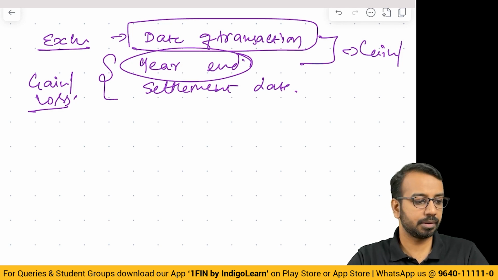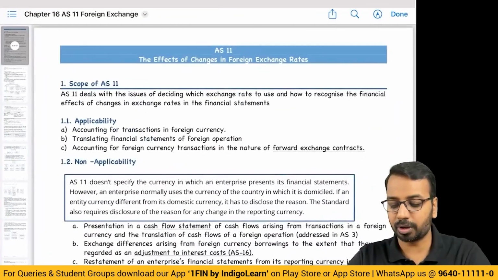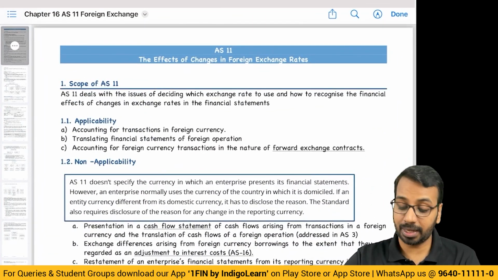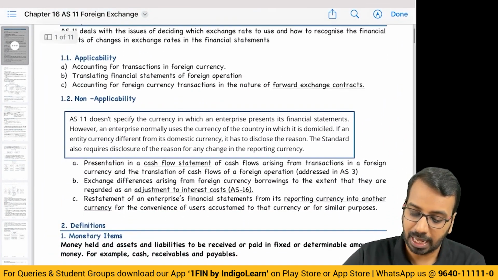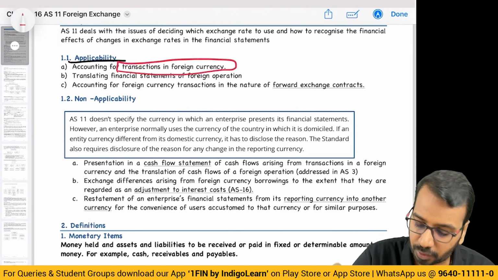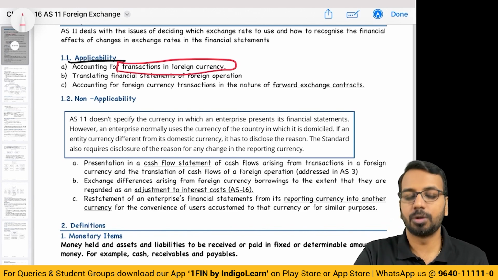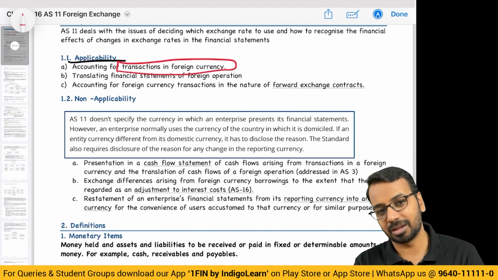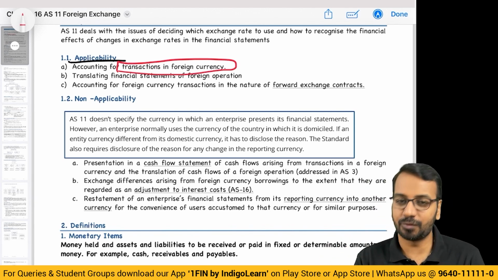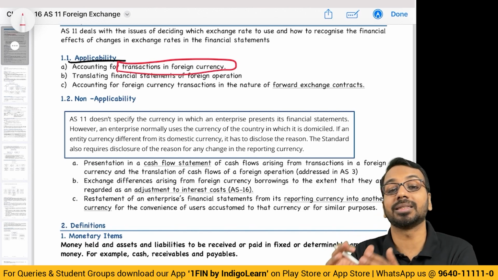Okay, no questions? Great. So now with this understanding, let us jump into the important points that we need to remember from Accounting Standard 11. Accounting Standard 11 is applicable for accounting for transactions in foreign currency. Sir, what are these transactions in foreign currency? You sell goods in foreign currency, you sell services in foreign currency, you buy goods in foreign currency, you take a loan in foreign currency. All of these are foreign currency transactions.